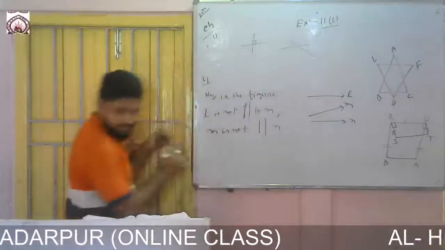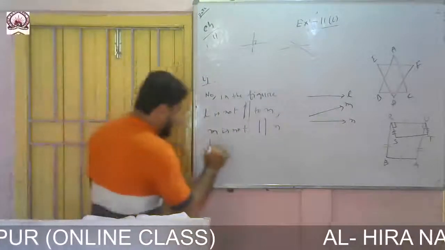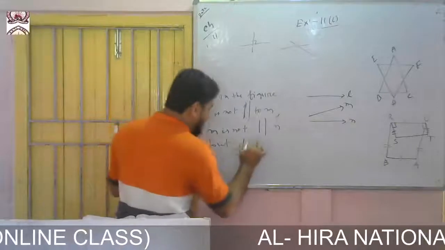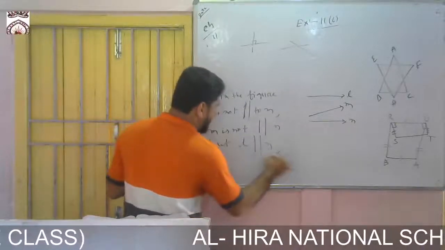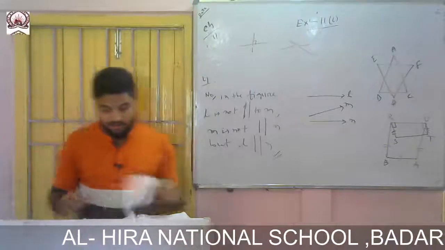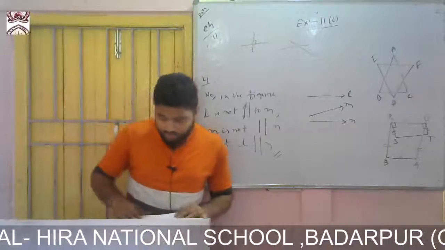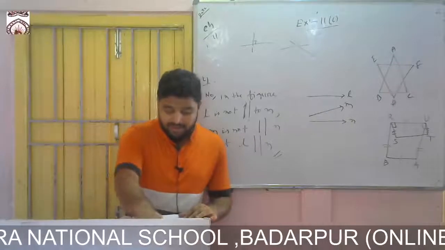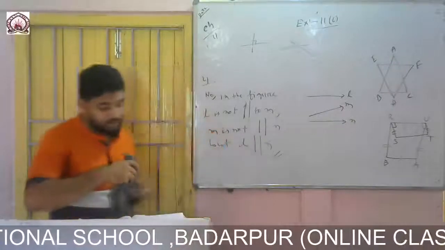M is not parallel to N. But L is parallel to what? N. That is the answer. L is parallel to N. Okay, so now come to exercise 11D.